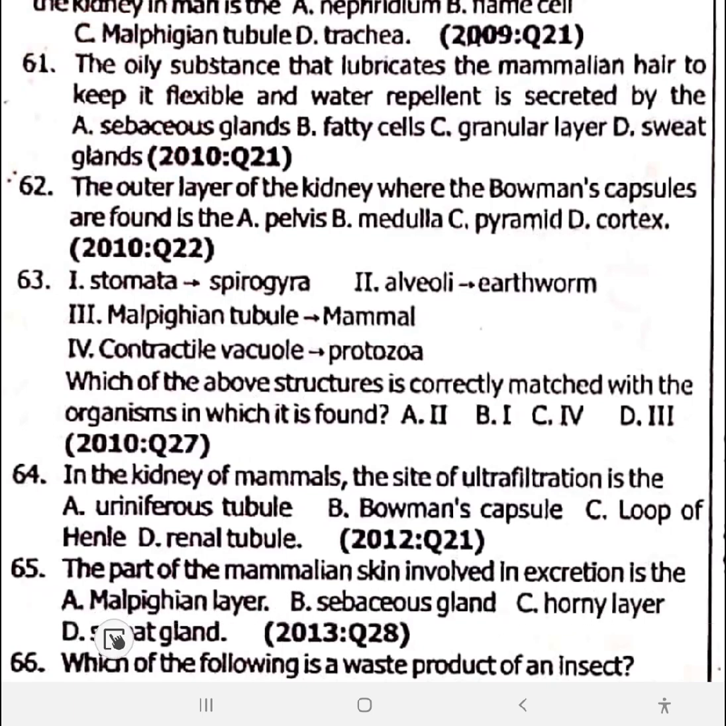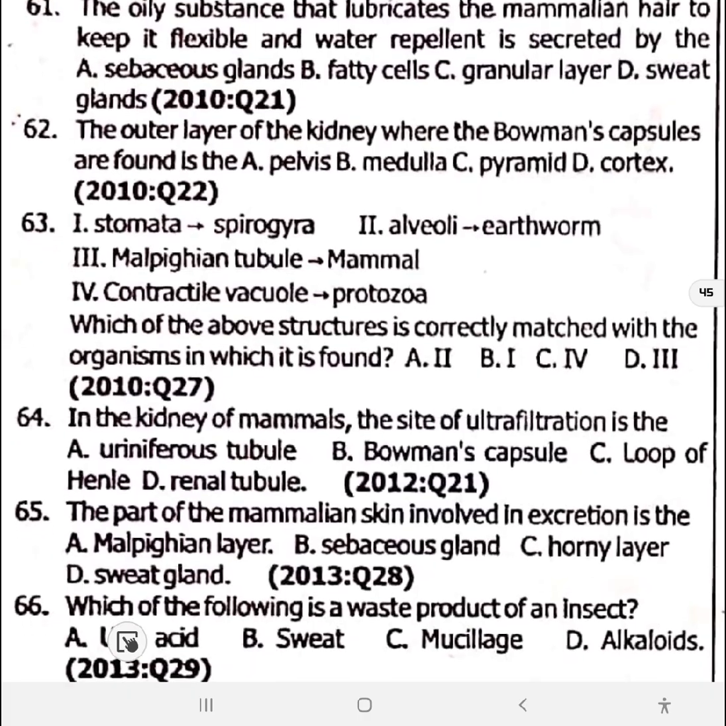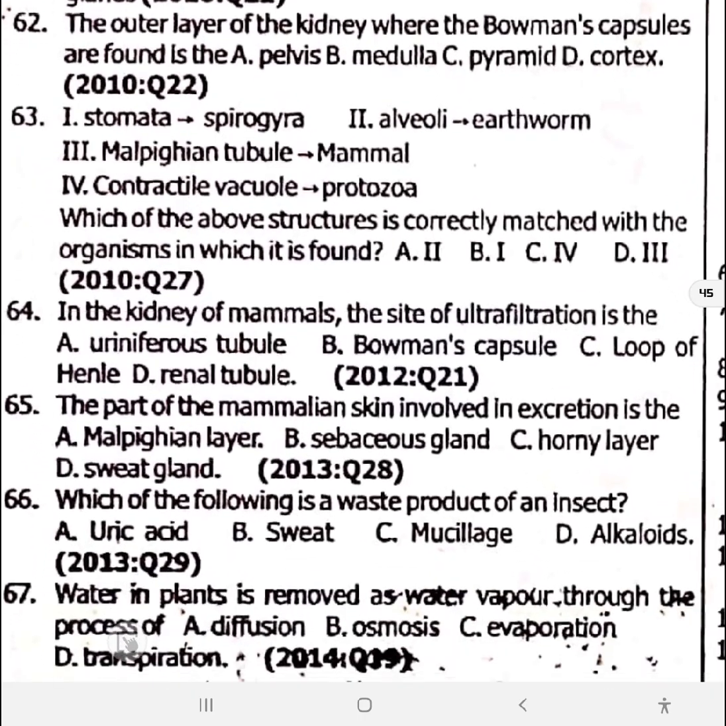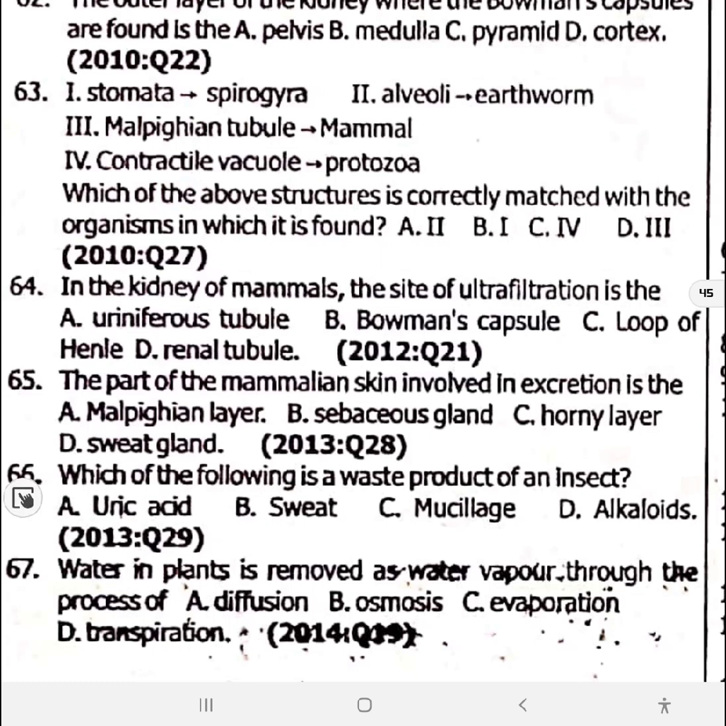65. The part of the mammalian skin involved in excretion is the sweat gland. 65 is option D. Questions end at 67. 66. Which of the following is a waste product of insect? You don't ever see insect sweat. Uric acid, option A. 67. Water in plant is removed as water vapor through the process of transpiration. 67 is option D, transpiration.